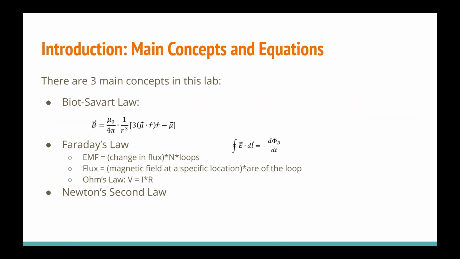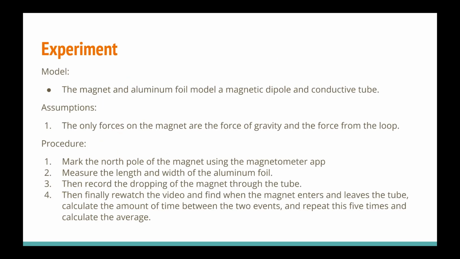Main concepts and equations. There are three main concepts in this lab: Biot-Savart's law, Faraday's law, and EMF, flux, and Ohm's law, accompanied by Newton's second law. In the experiment itself, the model of the system and surroundings is the magnet falling. The magnet is the system, and the aluminum foil is the surroundings, modeled as a magnetic dipole and a conductive tube. Some assumptions: the only forces on the magnet are the force of gravity and the force from the loop.